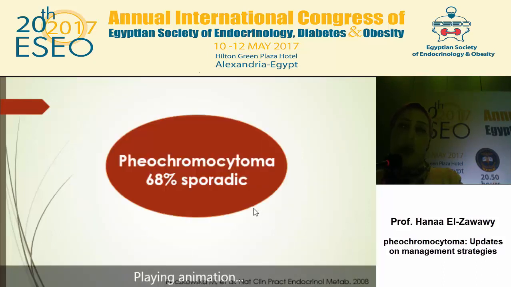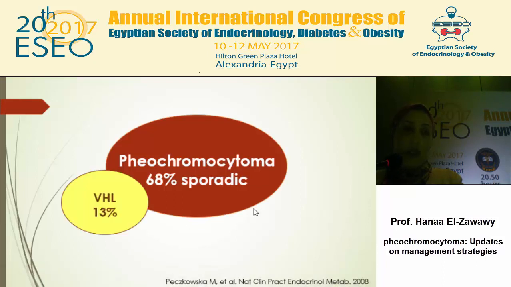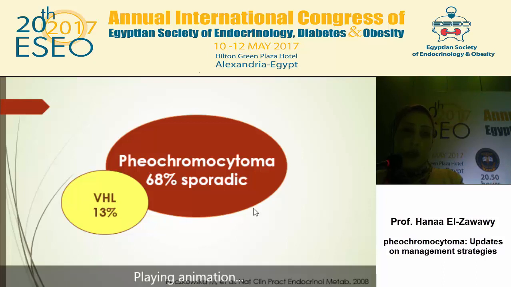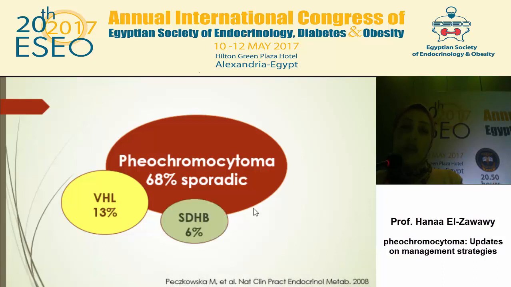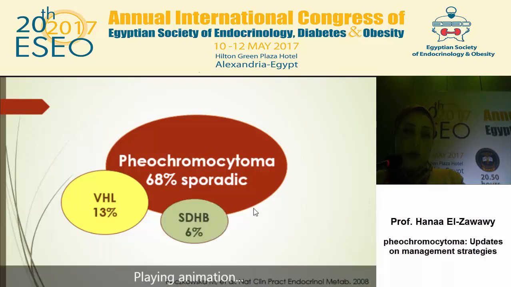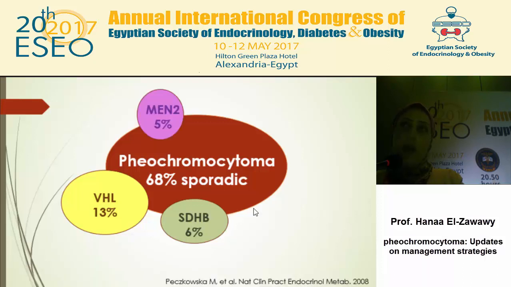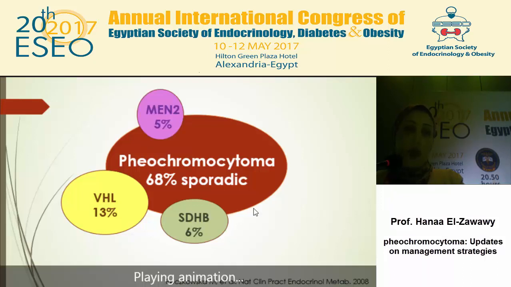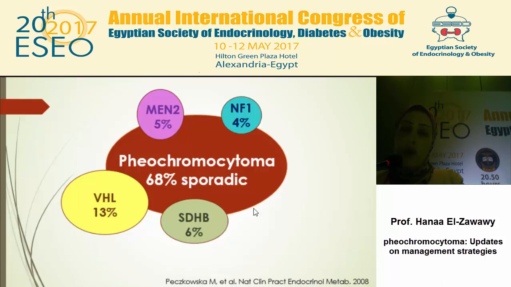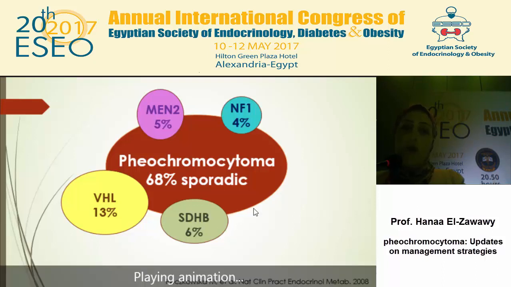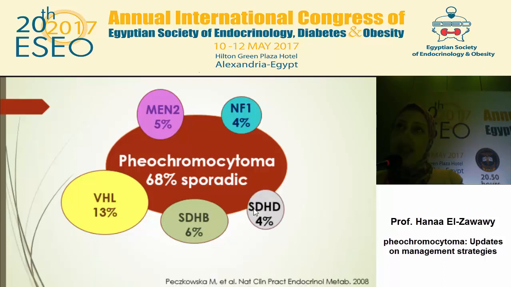Around 68% of cases of pheochromocytoma occur sporadically, 13% are associated with von Hippel-Lindau syndrome, about 6% with succinate dehydrogenase subunit B, 5% with multiple endocrine neoplasia type 2, 4% with neurofibromatosis type 1, and another 4% with succinate dehydrogenase subunit D gene mutation.